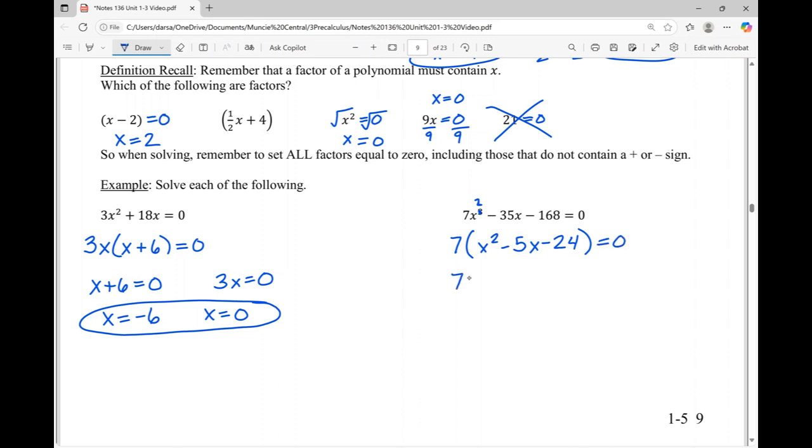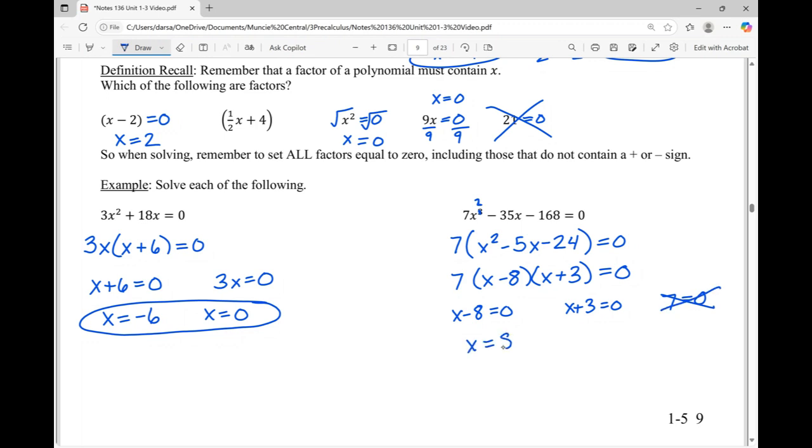And then we would have to further factor this. What multiplies to -24 and adds to -5? Well, that's going to be x minus 8 and x plus 3. Now, how many factors do I have here? Well, x minus 8 is definitely a factor. X plus 3 is definitely a factor, but is 7 a factor? No, because if we set 7 equal to 0, does 7 equal 0? No, and there's no x to solve for. So that is not one of our factors.